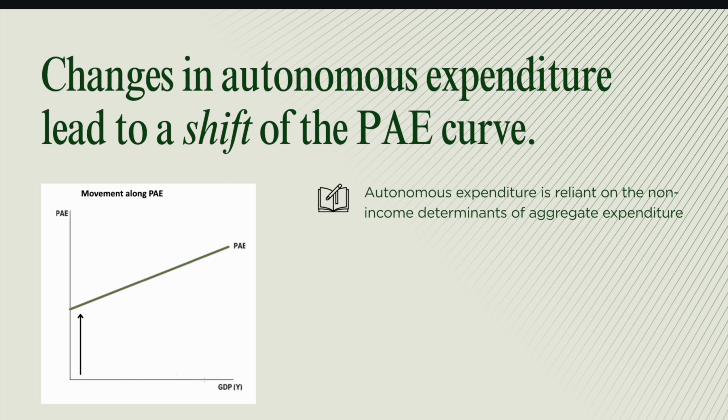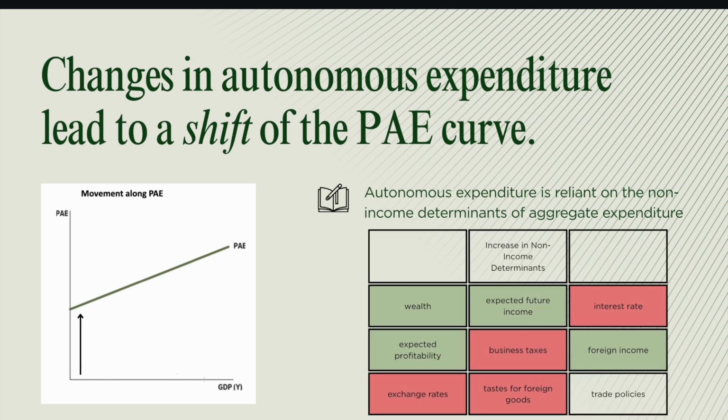Well, autonomous expenditure is reliant on the non-income determinants of aggregate expenditure. And so a change in any one of these values will shift the pay curve upward if the change increases aggregate expenditure, and downward if the change decreases aggregate expenditure. So I've created a table for you here summarizing the impacts of an increase in the non-income determinants of aggregate expenditure. Remember that domestic income is a determinant as well, but its effects are limited to the slope of the pay curve itself, so we are disregarding it here.